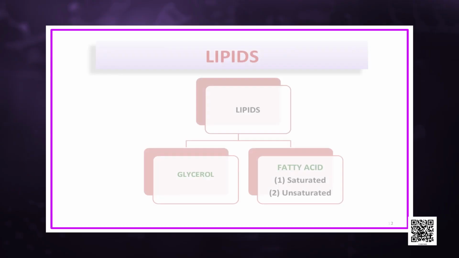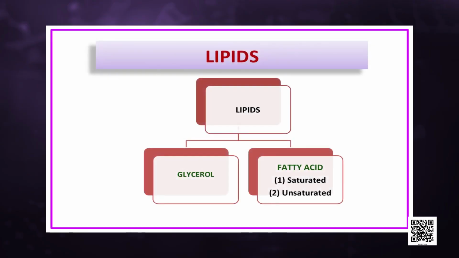Now let's discuss lipids, which are generally water insoluble. You have noticed that if you try to mix oil with water, oil never dissolves in water. So lipids are fatty acid esters of alcohols. They are made up of fatty acid and glycerol joined with ester bond. You have studied the esterification reaction, in which acid and alcohol join with each other with the help of ester bond.